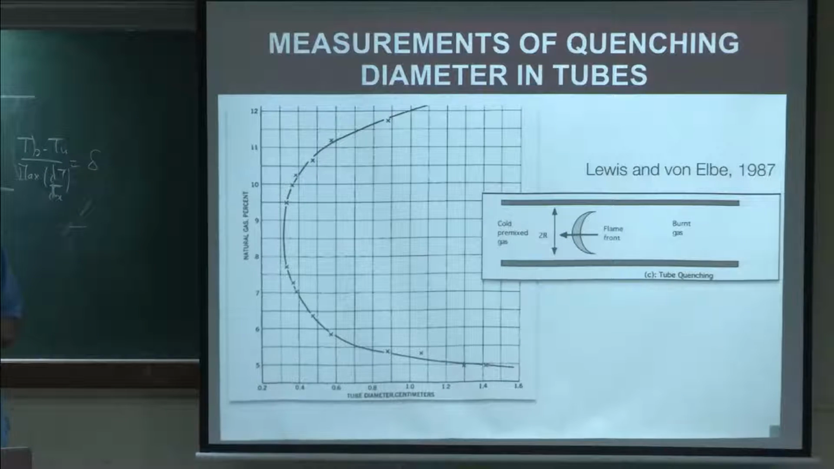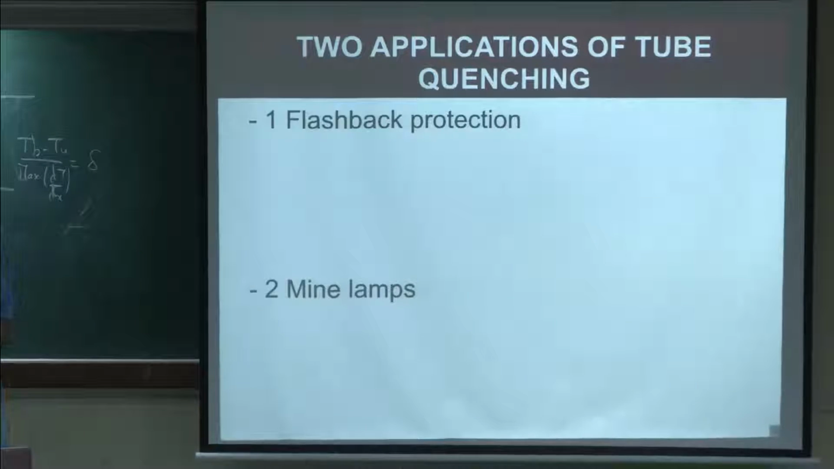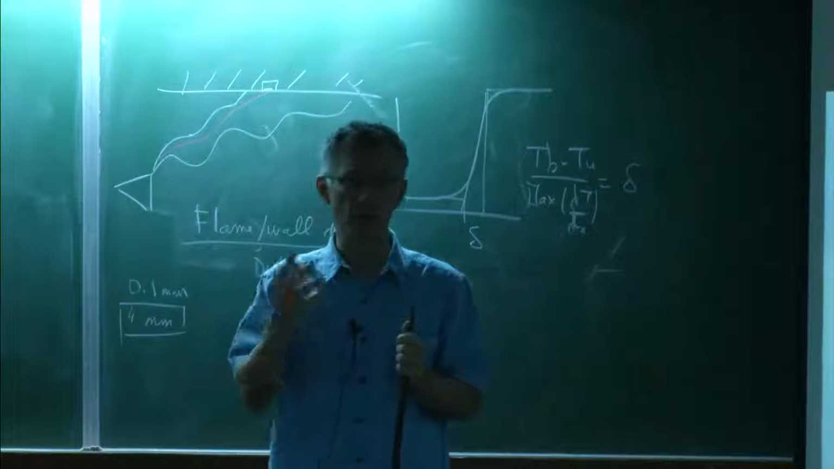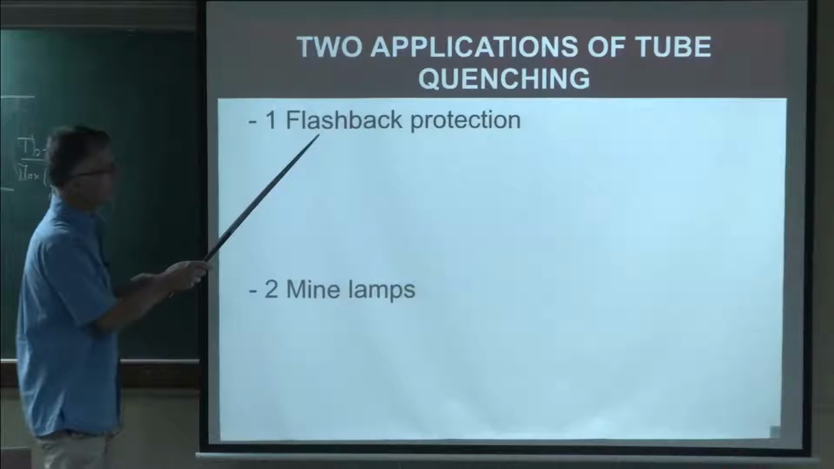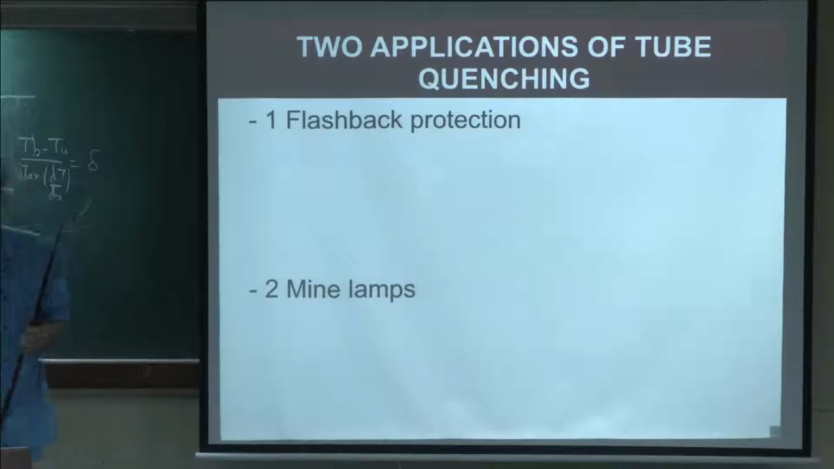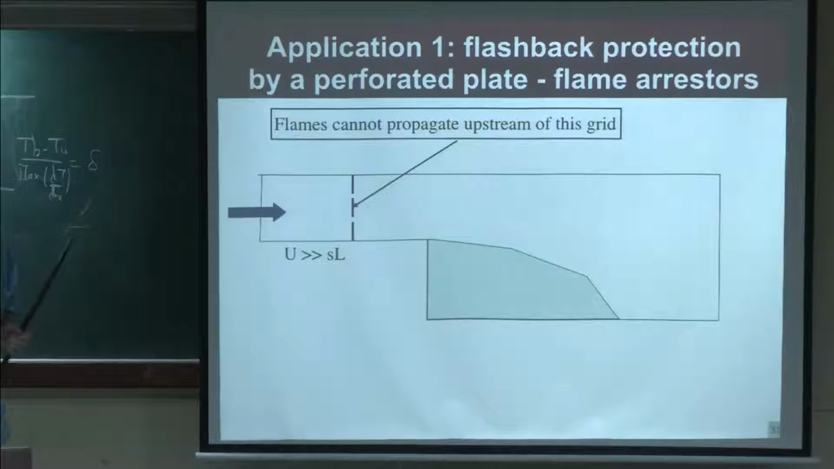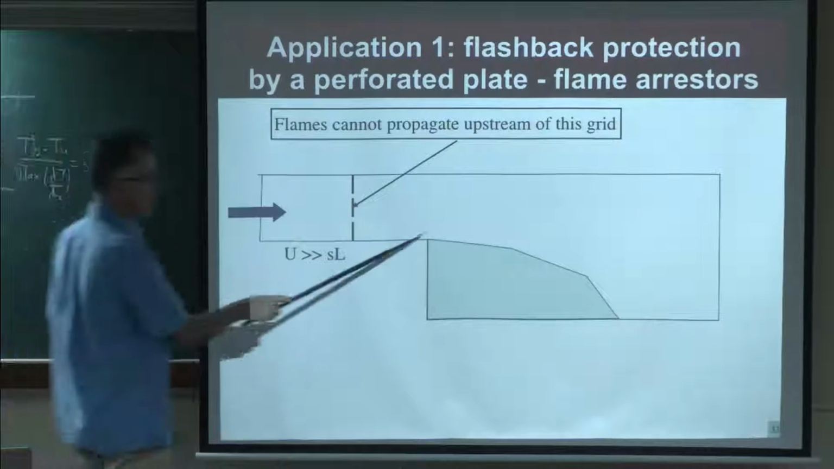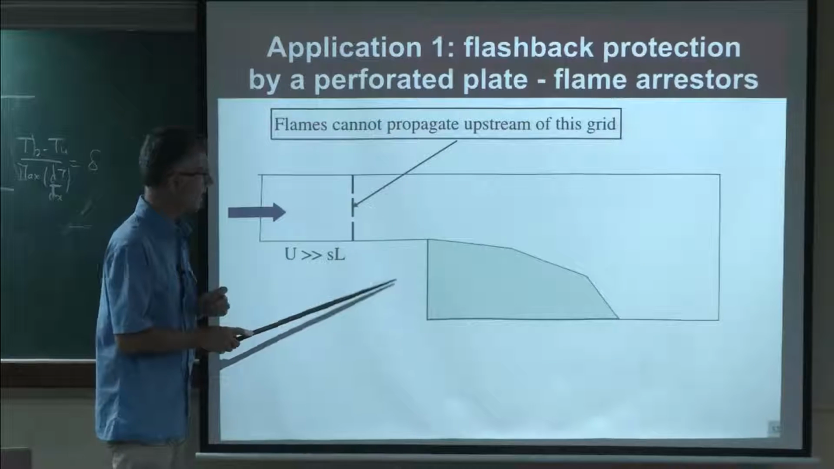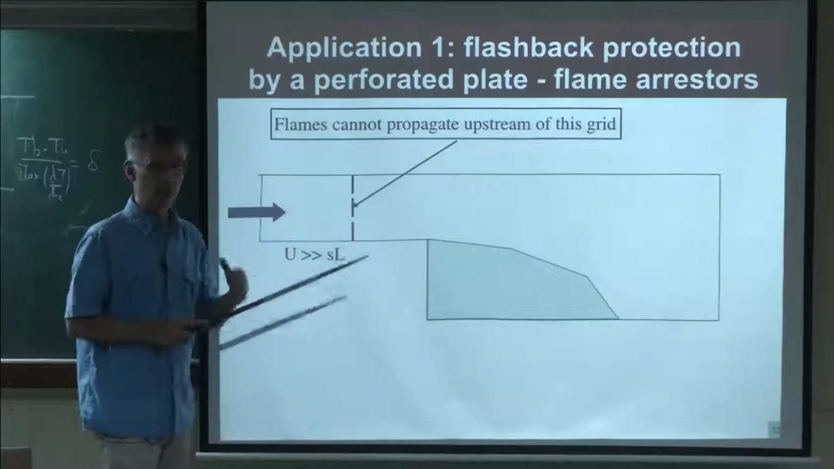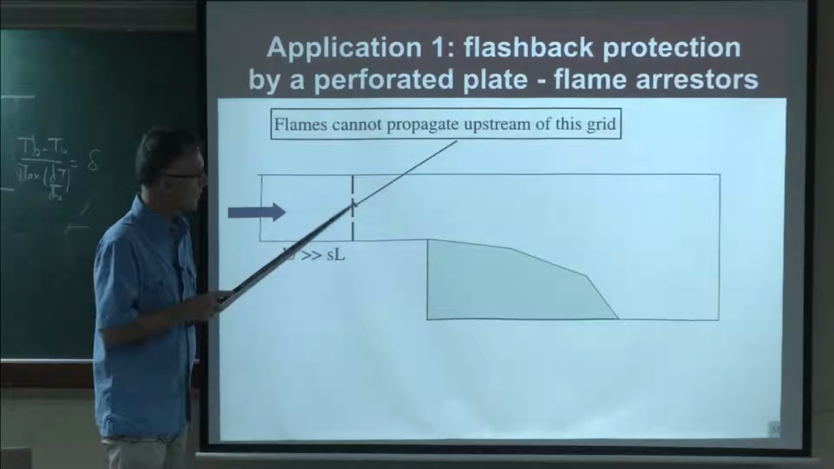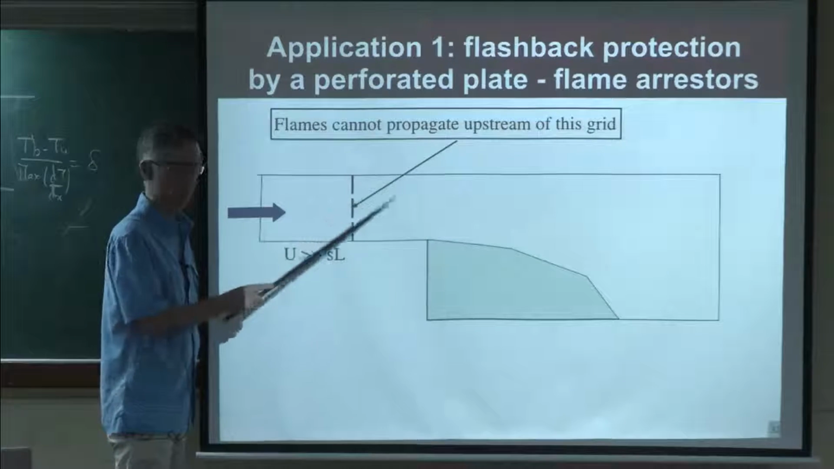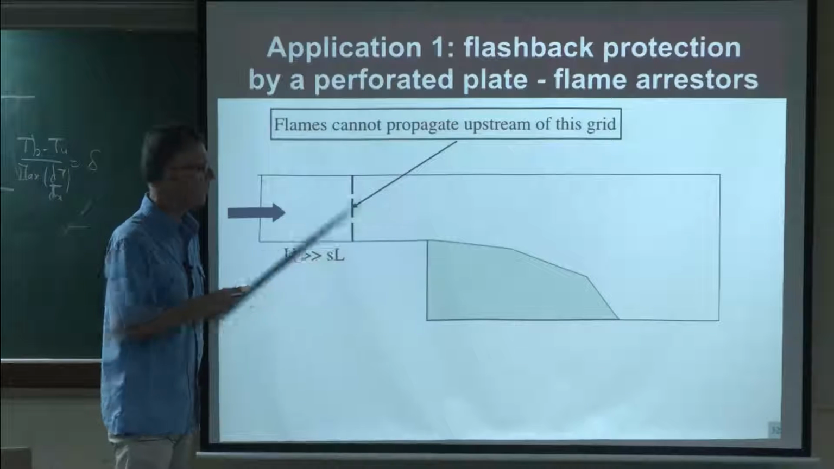So let me show you now two applications. And I think for combustion science, those are really good illustrations of how simple concepts can have very big consequences. The first one is flashback protection. You remember this movie I've shown you of the flashback of the flame stabilized behind the backward-facing step. This is a dangerous phenomenon. There's a way to stop it. You can just put here a grid with holes, which will let the flow go through, but not the flame.